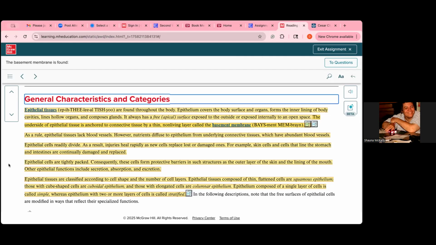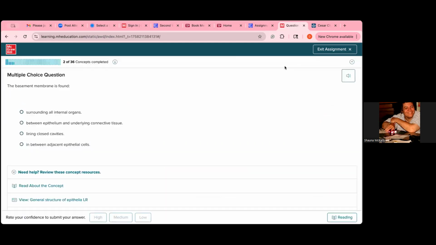So let's look at it again: the underside of epithelial tissue is anchored to connective tissue by a thin non-living layer called the basement membrane. Okay, let's go to the questions. I would say between the epithelium and underlying connective tissue.